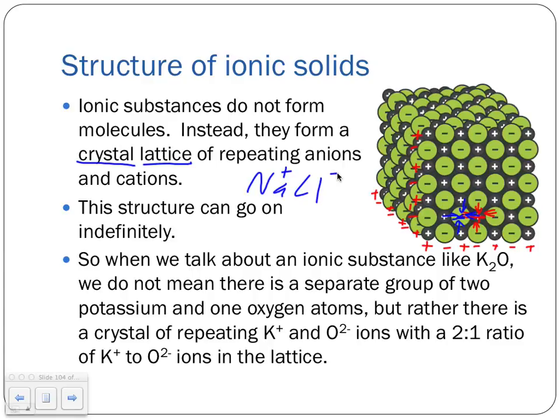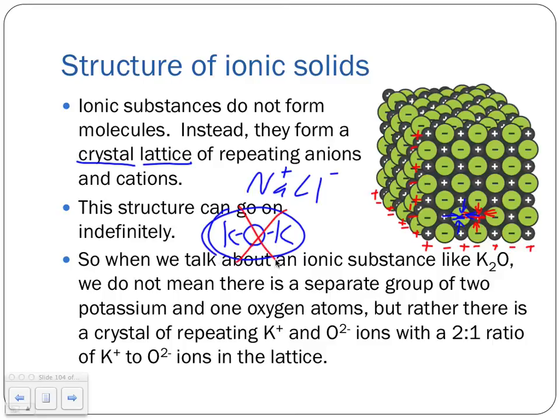So when we talk about ionic substances, like for example K2O, we don't mean there is a separate group of 2 potassium and 1 oxygen atom. It doesn't mean there's an oxygen here and a potassium right here and a potassium right here, and they stick together and act like one chunk. That's not how ionic bonds work.